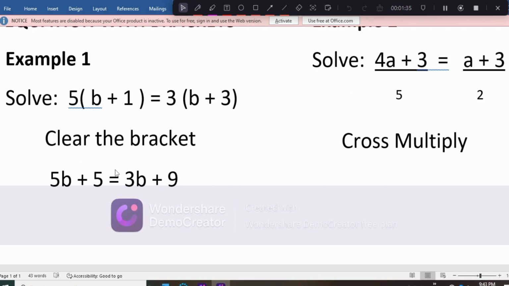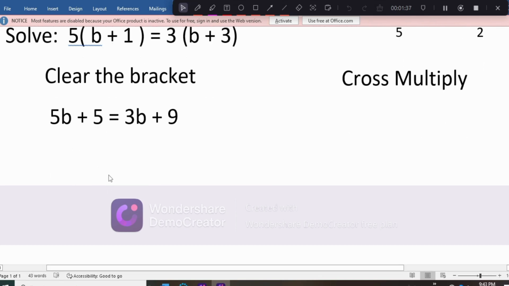Now after clearing the bracket, what we do is to bring the unknowns together. The unknown is with letter b. So we are going to bring the unknown to one side of the equation and the number terms to the other side. Unknown terms can come to the left hand side, while the number terms can come to the right hand side. So this is what we do.